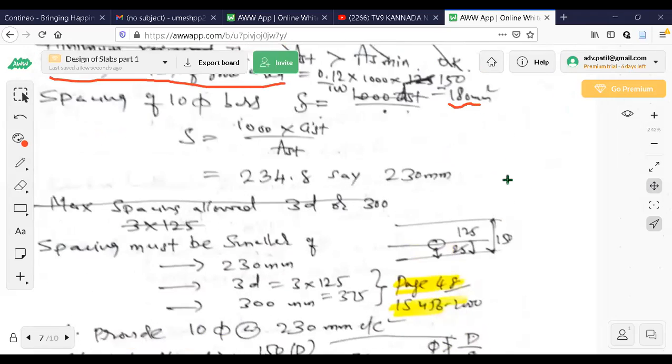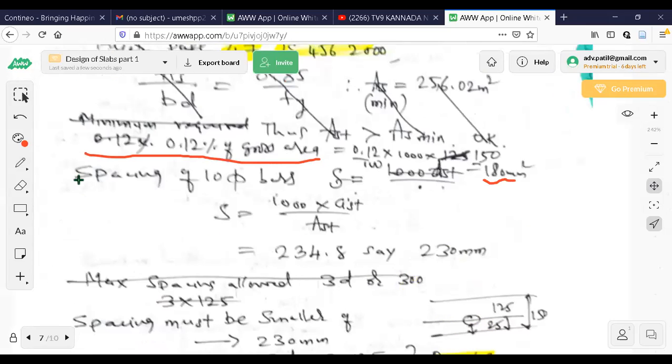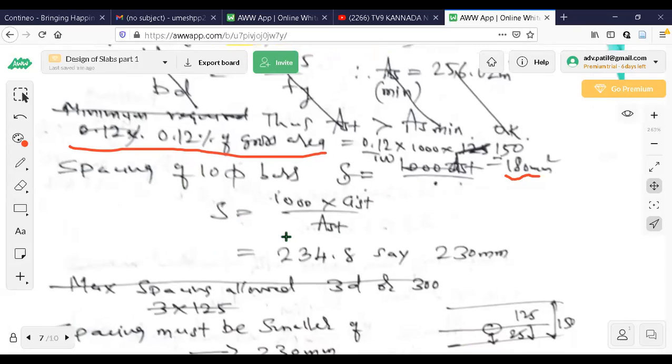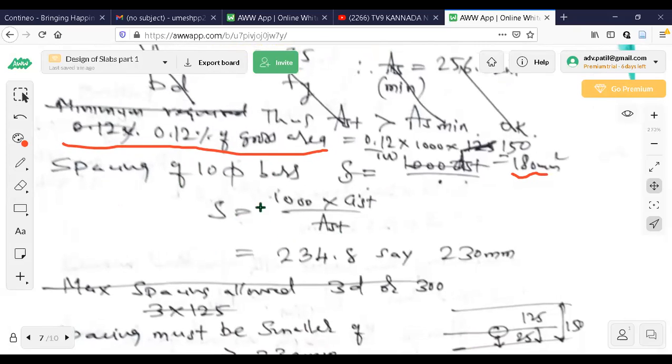Now you can see here, decide the diameter of the bars. Usually it is 6, 8 or 10 bars; preferably for residential and similar buildings, 10 to 12 bars are used. Maximum is 10 mm bars. 8 and 10 mm bars are used for slabs. So I have to choose the diameter now. Spacing of 10 mm bars is calculated like this. It is 1000, which is the width of the slab, into Ast, area of one bar.